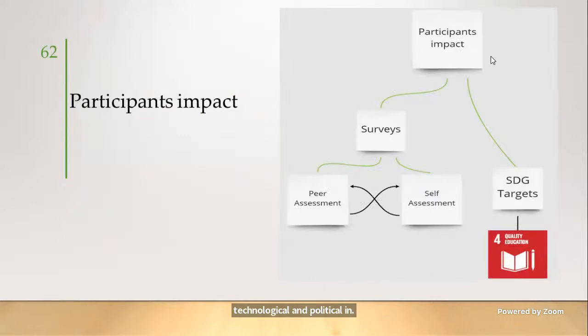Another important impact is participant impact. Participant here refers to the members of the design team. For analyzing the participant impact, we added the UN Sustainable Development Goal to the work done last year. Out of the 17 goals, quality education was the most relevant to participant impact.